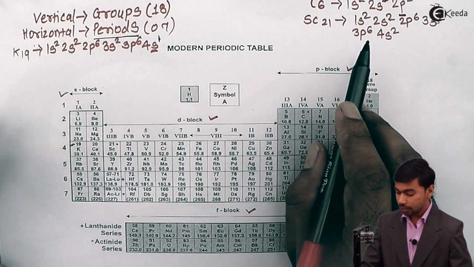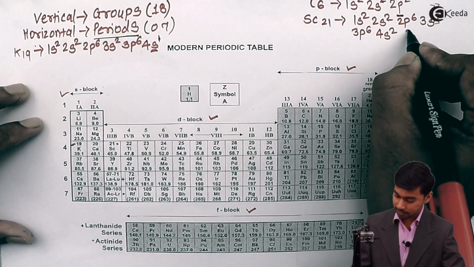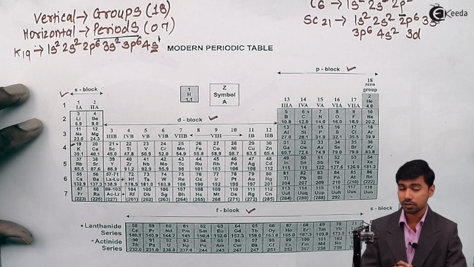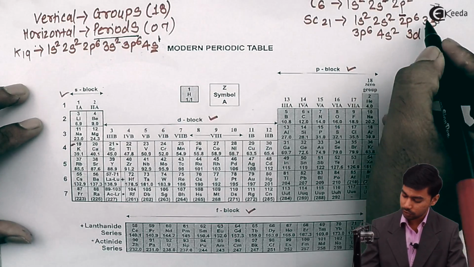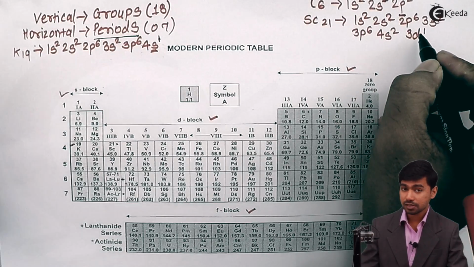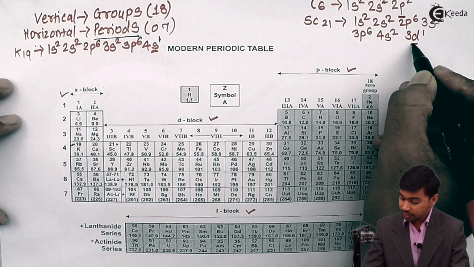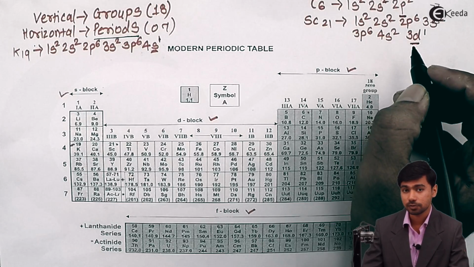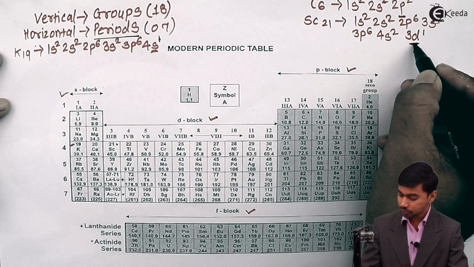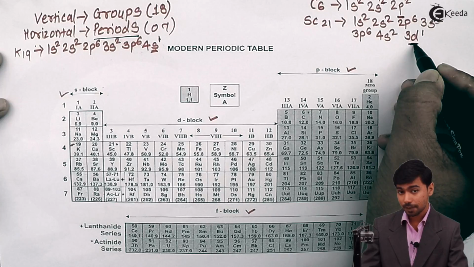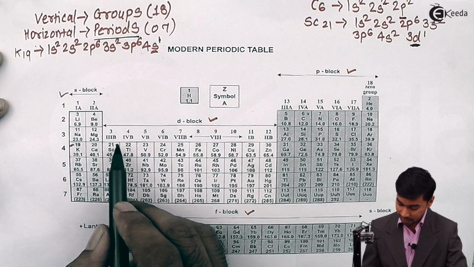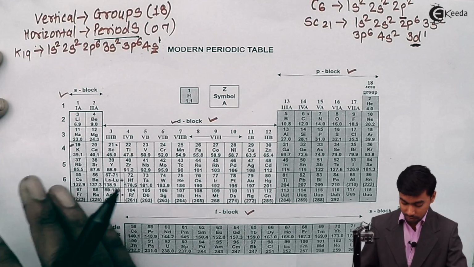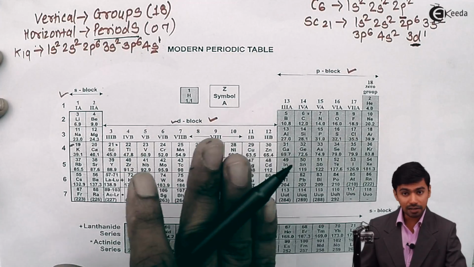Only 1, right? So after 4s, what is next? 3d. Though the capacity of d is 10, how many electrons are remaining? Only 1. So we can put only 1 electron over here. So now just tell me, 3d is a subshell which has the valence electron, that is the last electron. As the last electron is entering into the d subshell, it is considered a d block element. The same applies for s block, p block and d block.